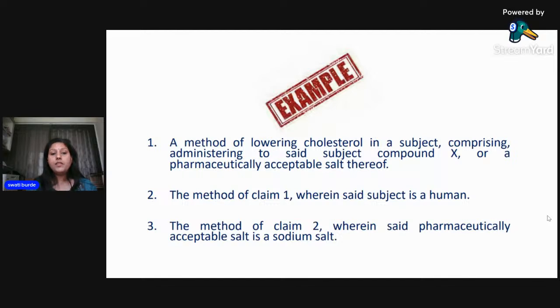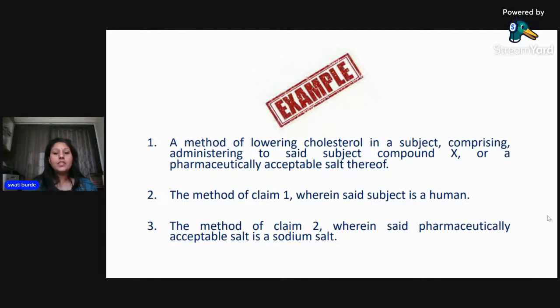So here the preamble is a method of lowering cholesterol in a subject. Comprising forms the transition element. And next, administering to said subject compound X or a pharmaceutically acceptable salt thereof. This forms the body of the claim. Claim 2, if you can see, reads: the method of claim 1, wherein. So this is a dependent claim which depends on claim 1. Similarly, the third claim says the method of claim 2. So this is a dependent claim which depends on claim 2.